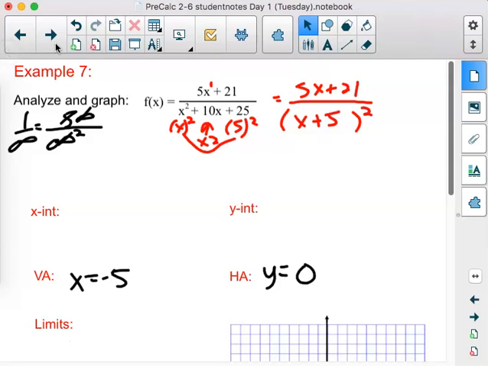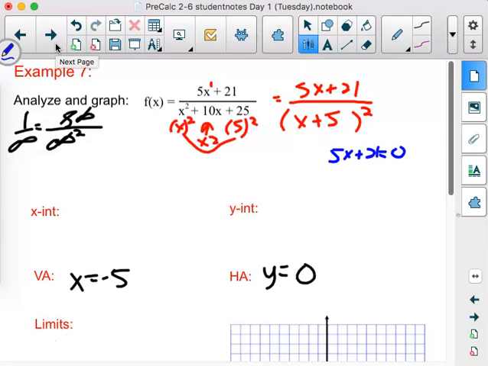All right, x-intercept and y-intercept. Well, the x-intercept is what happens when y equals 0, and that comes from the numerator equaling 0. So we actually have to do a little bit of algebra and a little bit of thinking here to find that one. We'll have to subtract 21 from both sides and divide by 5. So negative 21/5.